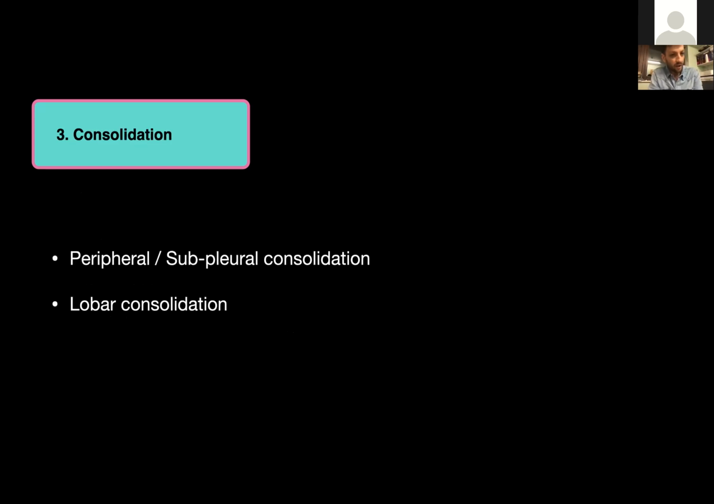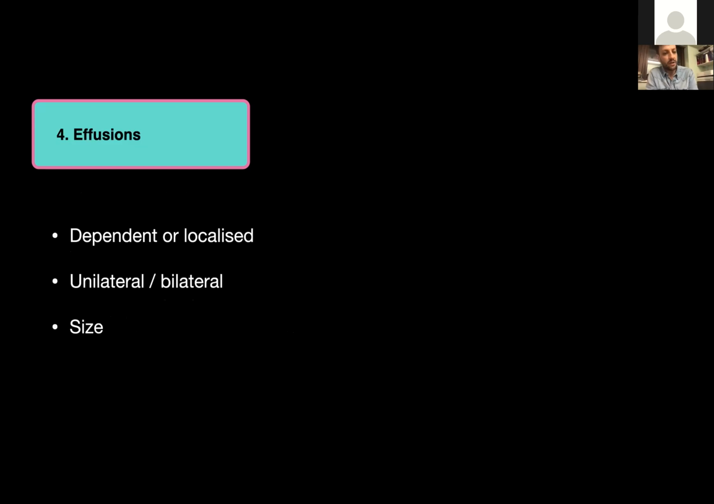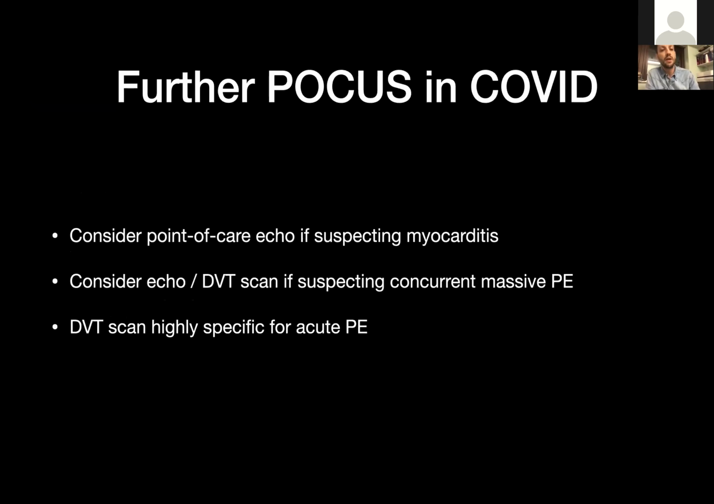And then we'll look to see if there's any consolidative change, so whether there's any peripheral or sub-pleural consolidation, or whether we're seeing some lobar consolidation. And then finally, we'll look for effusions and whether these are dependent, whether they're localized effusions, and again, whether they're unilateral, bilateral, and how large they are, because we're not going to see large effusions in COVID. We're going to see large effusions in patients with heart failure or hypoalbuminemia.